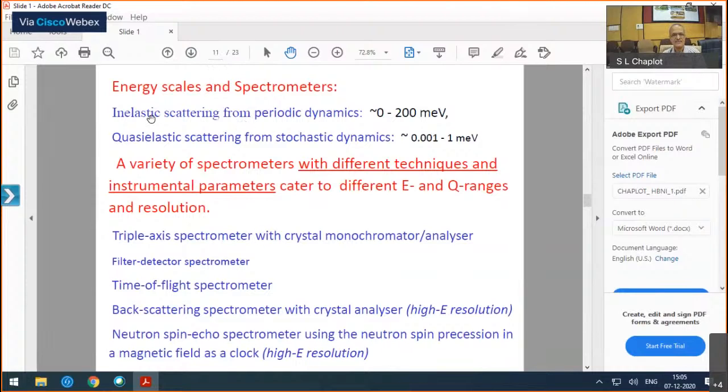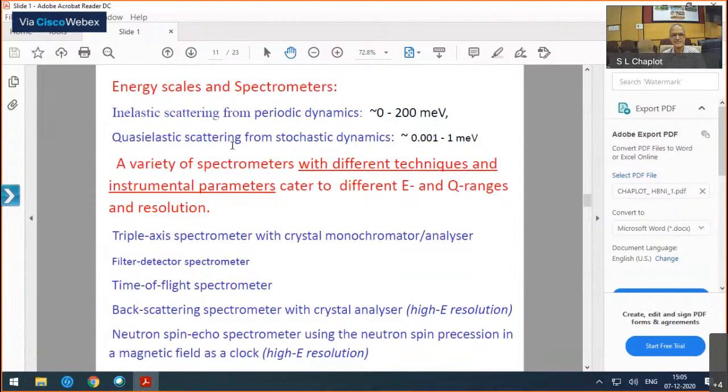As we said, the energy scales involved in inelastic scattering and quasi-elastic neutron scattering are in this range, about 200 millielectron volts in the case of inelastic scattering, starting from 0 for, let's say, the acoustic phonon modes, to the stretching modes of, say, carbon-carbon or carbon-hydrogen and so on.